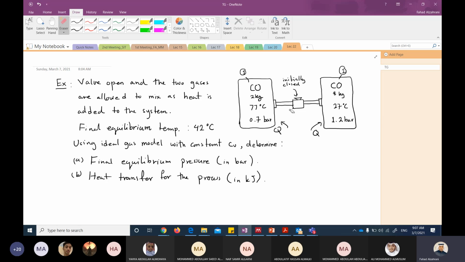So the question now: using ideal gas model with constant Cv, the specific heat at constant volume, I want the final equilibrium pressure and I want the heat transfer for the process. Again, I need the final equilibrium pressure as well as the heat transfer for the process.